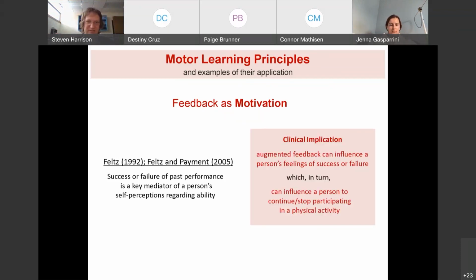So what's the clinical implication of this? Augmented feedback is going to be able to influence a person's feelings of success or failure. And that's important because that can be a significant factor influencing whether or not a person will continue or stop participating in a particular aspect. So your bedside manner, so to speak, in the clinic and how you're interacting with the patient really does have an impact upon the likelihood of getting positive outcomes from the intervention.